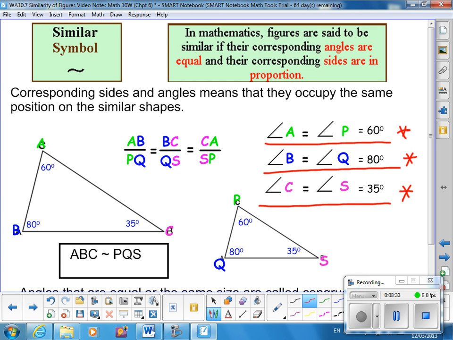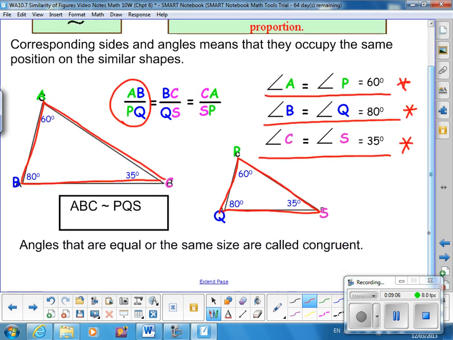Okay? Now, side AB is going to correspond to side PQ. Okay? Side BC is going to correspond to side QS. Okay? And side AC is going to correspond to side SP. Now, they are all equal because the ratios are equal. If I took the length of AB, divided it by the length of PQ, that would equal the scale factor, which would equal BC divided by QS.